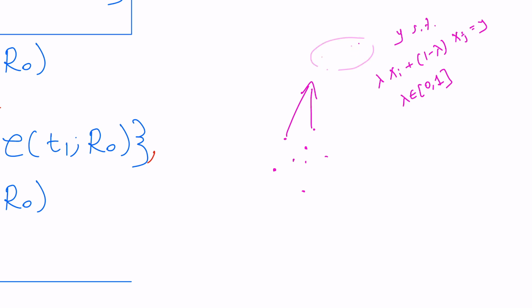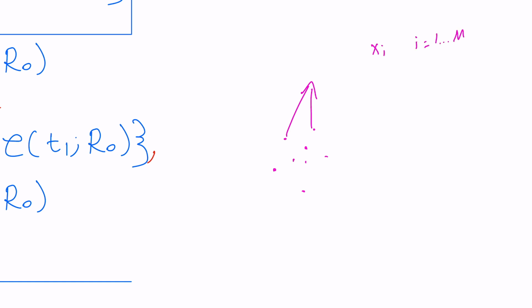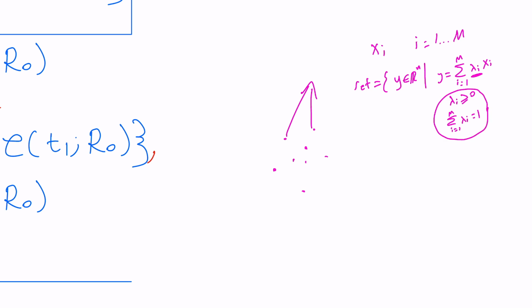Actually, that's one definition, an iterative definition, but another definition would be: you have a bunch of points xi, i from 1 to m, and then you have another set, which is all the y points, let's say we are in R^n, such that y is a sum of lambda i times xi, where the lambda i terms are all non-negative and sum to 1. So this is like a probability simplex basically.